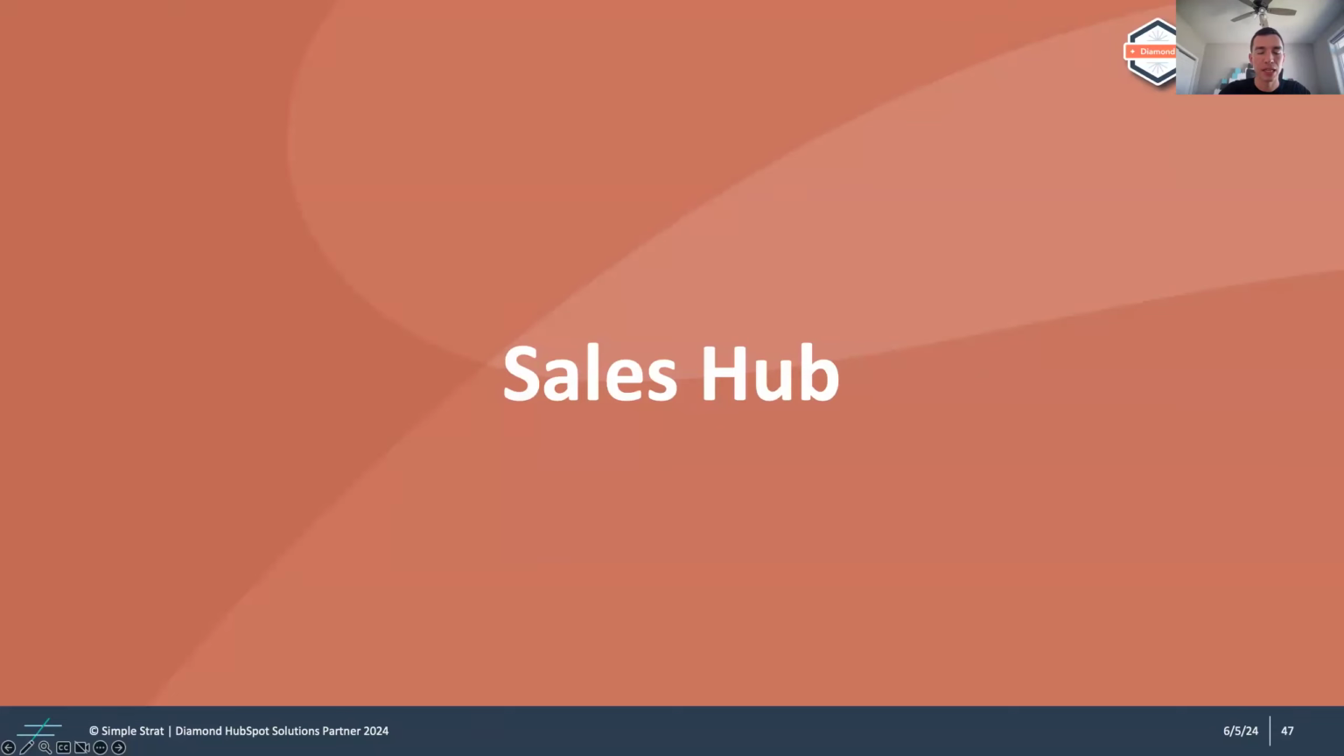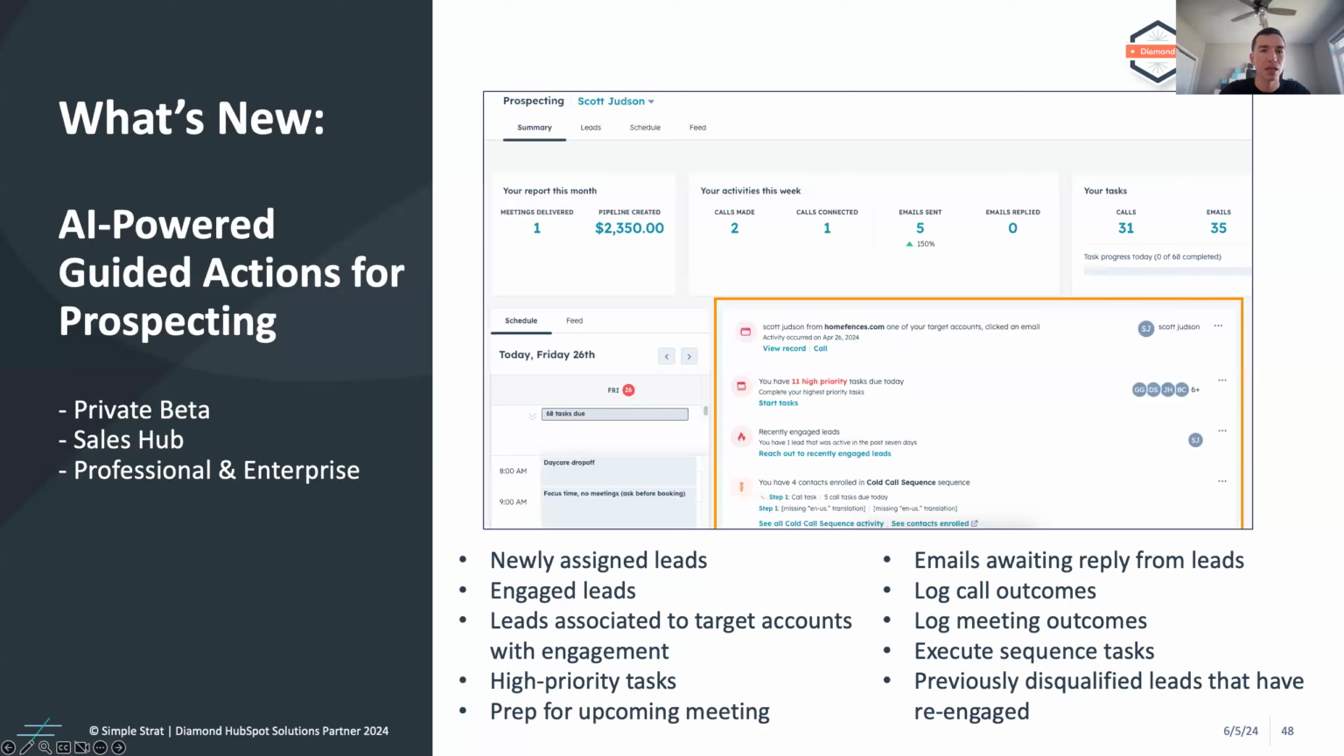Sales Hub, a few updates for our sales folks here. I know this is more text than I like to put on the screen, but I wanted to highlight this. What HubSpot is doing, another AI tool, is within the prospecting workspace. If you're on Professional or higher and have the prospecting workspace, HubSpot is going to start giving you AI-powered guided actions. So basically giving you kind of a recommended workflow for your sales folks.